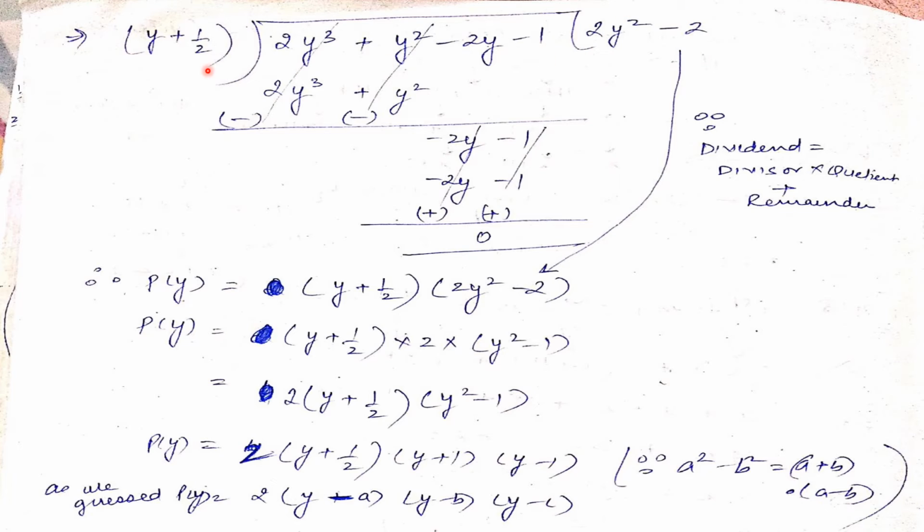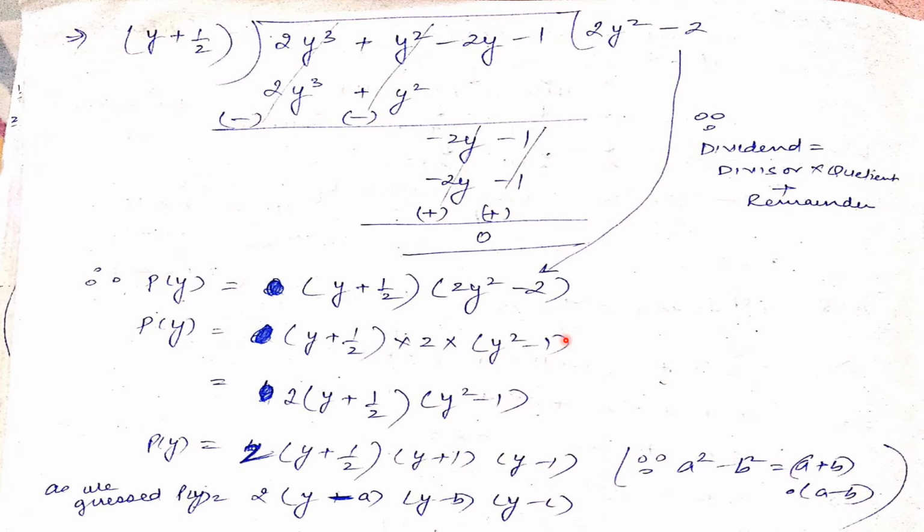This is the divisor, and this is the dividend. We all know dividend equal to divisor into quotient plus remainder. Remainder is 0. So we have to write p(y) can be written as y plus 1 by 2 into quotient. Any issue? No. Now see, in this part, is there anything common? Yes, 2 is common. So 2 will come out like this, and we are left with y square minus 1.